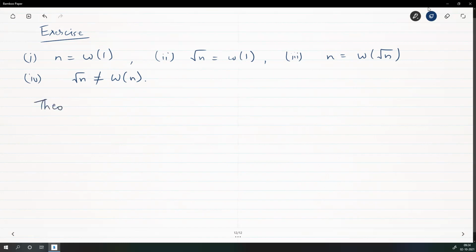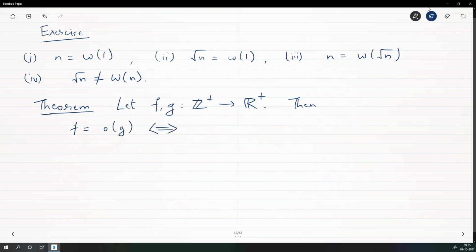Theorem. The theorem is, so again, let f and g be functions from positive integers to positive reals, right? Then f is equal to little o of g if and only if g is equal to little omega of f. Okay.